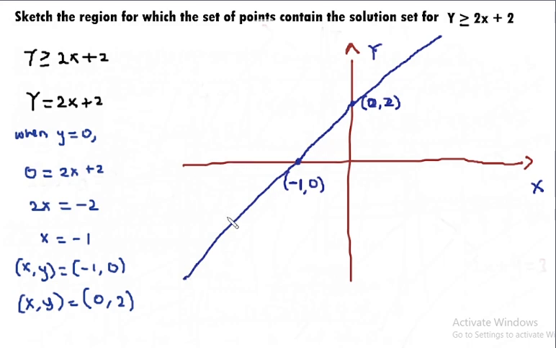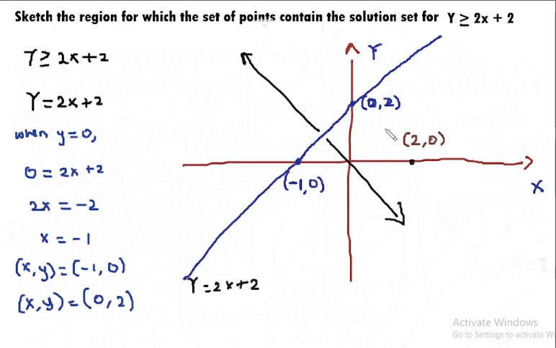Now, remember that this solid line represents the equation of y is equal to 2x plus 2. And this line separates the Cartesian plane into 2 parts. So this is one part, this is the other part. So which of the parts represents y is greater than or equal to 2x plus 2? We can simply pick a point around here to find out. Let's say I want to pick a point here. I have picked this point. So let's say this point is 2, 0.